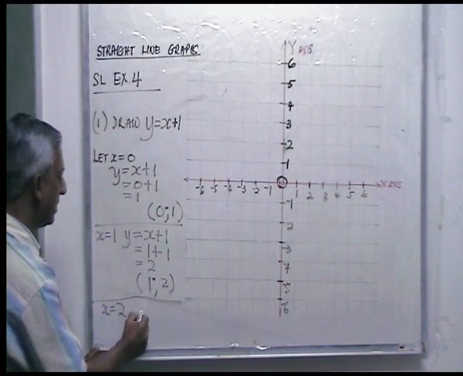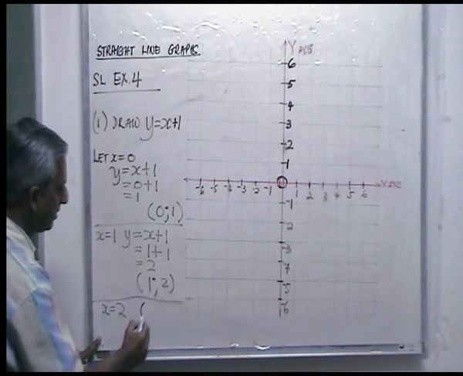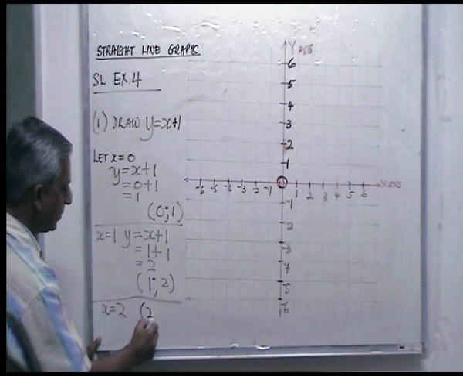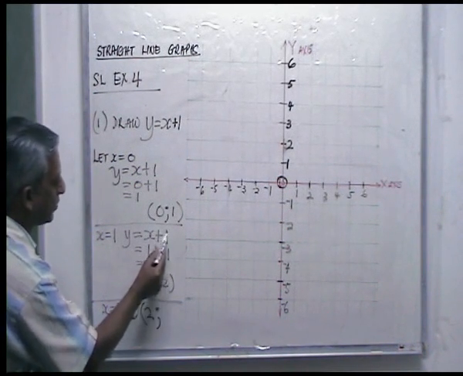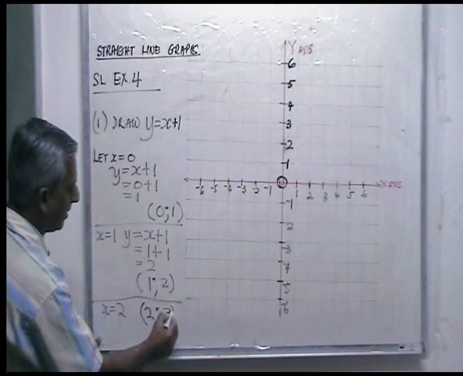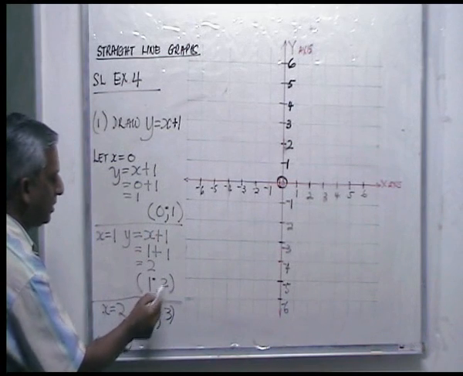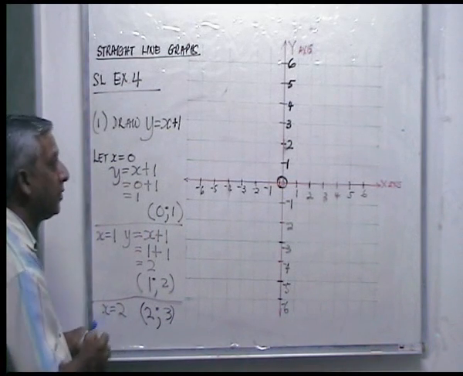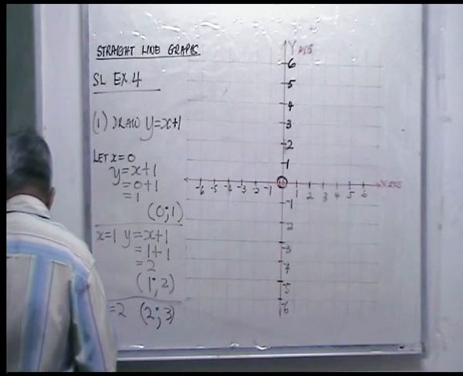So let me just write the final answer here now for this ordered pair. If you put 2, it will be 2 plus 1. So x is 2. And y will be 2 plus 1, which is 3. Okay, so that's your third ordered pair. 0, 1, 1, 2, 2, 3. Then we go across and we plot it. Right, let's see.